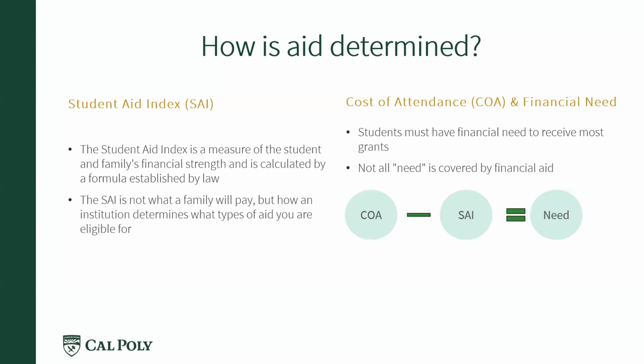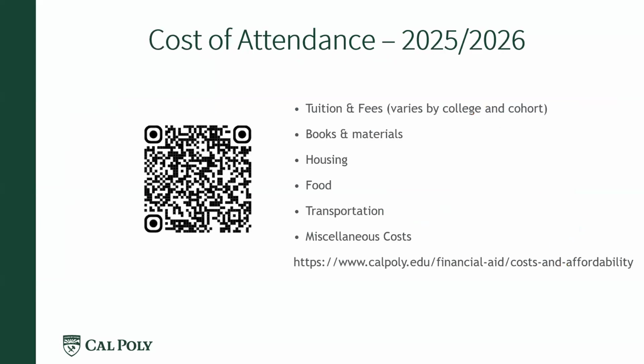As referenced before, the cost of attendance is the estimate of expenses for a student to attend an institution. You can find the cost of attendance on our website or in the student portal. This cost of attendance includes tuition and fees, books and materials, housing, food, transportation, and other miscellaneous personal expenses. The cost of attendance is unique to the student's college and cohort.